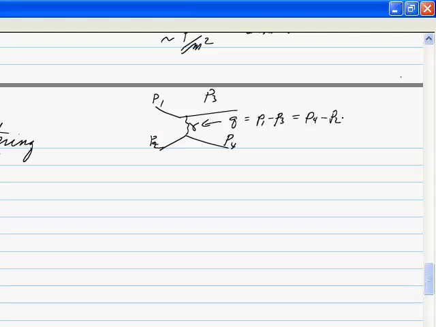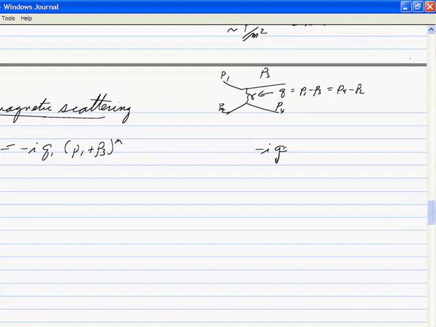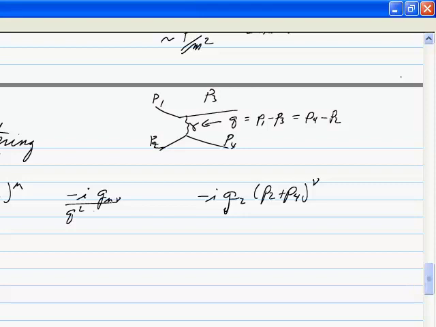Okay, and for simplicity, I'm going to do this with scalars. So our Feynman rules: we write out minus i M, capital M, is minus i the charge of one particle, (P1 plus P3)^mu, minus i the charge on the second particle, (P2 plus P4)^nu, and the propagator is minus i g_{mu nu} over q squared plus i epsilon.